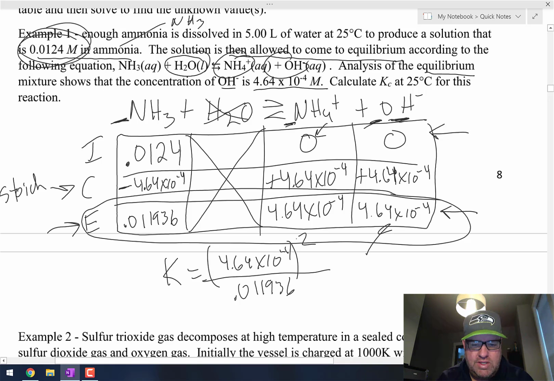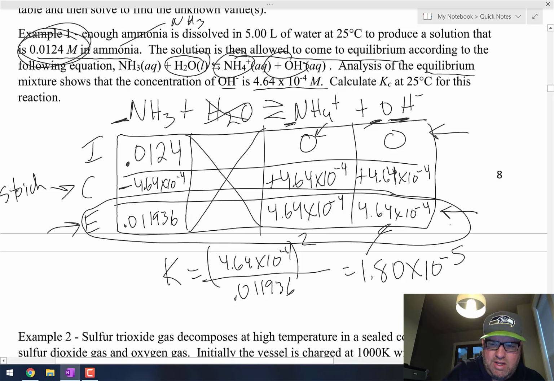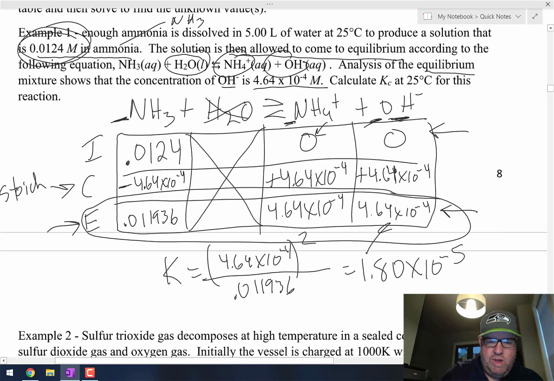So 4.64 times 10 to the minus fourth squared divided by 0.011936. I typed it in wrong. That's why it's good before you hit enter, and I hit enter too soon. Check to make sure your numbers are correct on your screen. And I get a final answer of 1.80 times 10 to the minus fifth. Check to make sure you get that same answer as well.